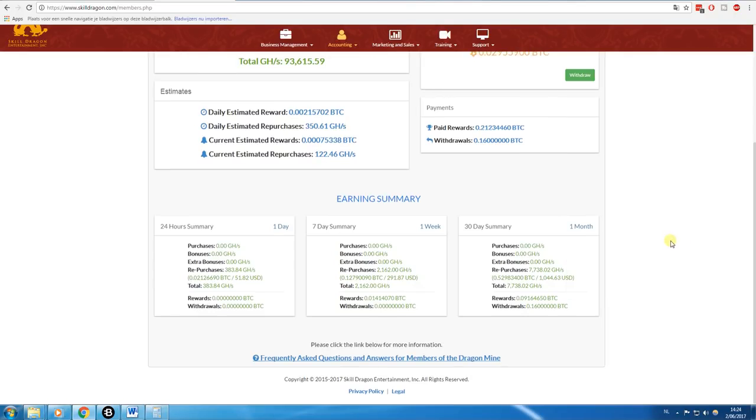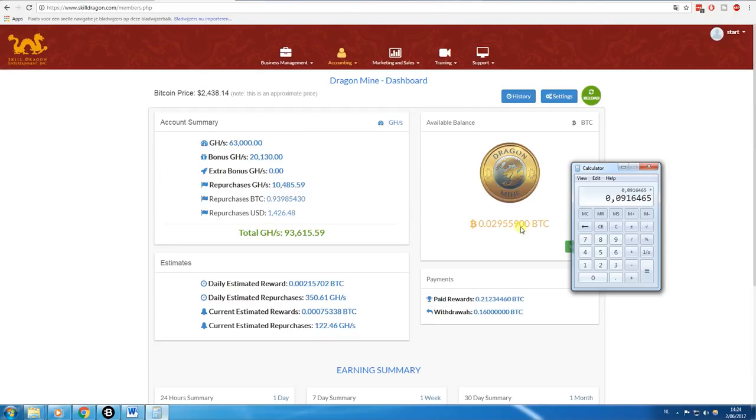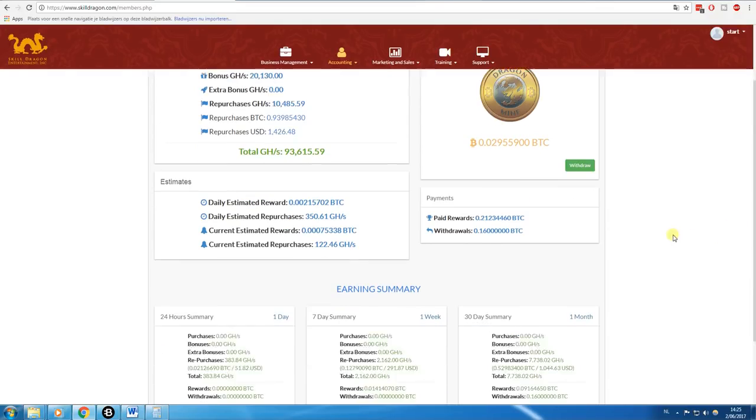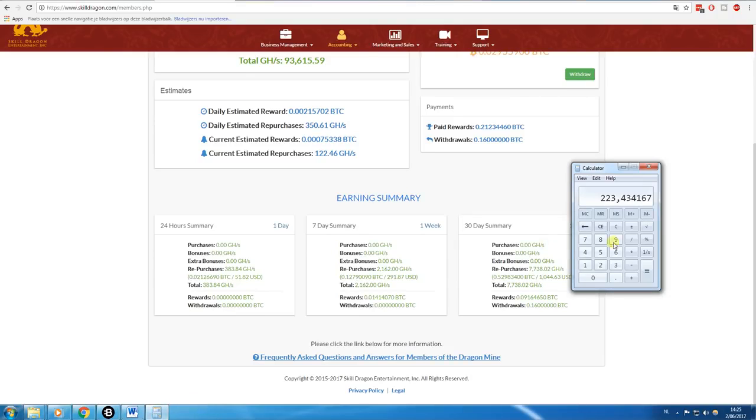$4,650 times the current price of Bitcoin, 2,438, so that's $223. If we make the sum of the coins and the repurchased gigahash, that's a total of $1,267. So that's my grand total of my Bitcoin mining contracts.